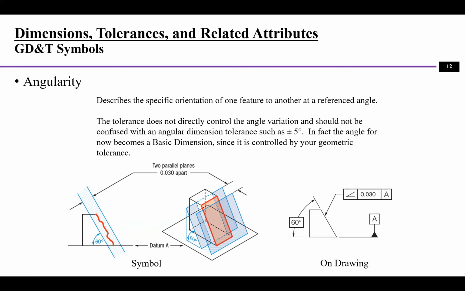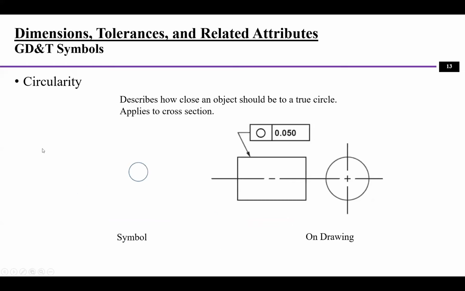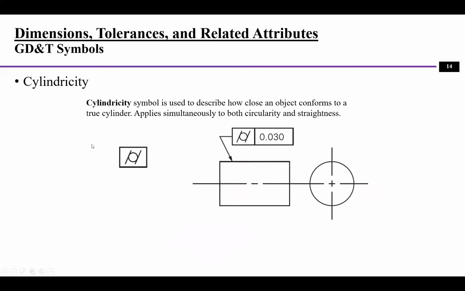Just pay attention to this tolerance zone. It's not talking about the angle itself. It's talking about these two planes apart. Another symbol would be the circularity. Circularity describes how close an object should be to a true circle. I describe it this way. Another one is cylindricity, which means how close it is to a cylinder.